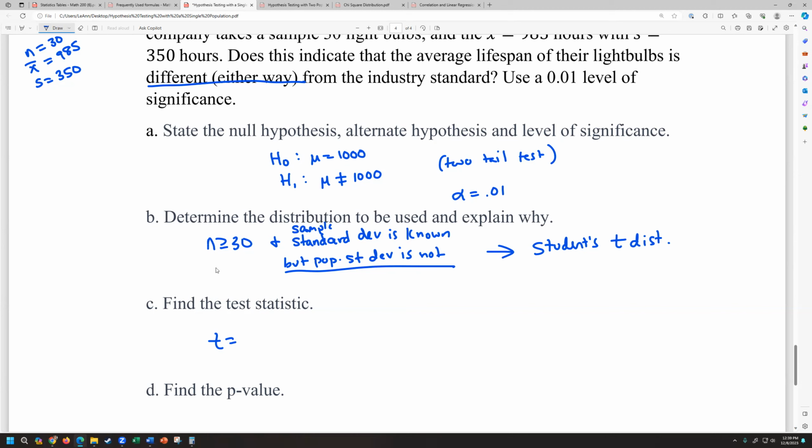except just what values we're plugging in are called different things. So we have our sample mean minus our population mean, and then on the bottom, it is the standard deviation of the sample divided by the square root of n. So that's going to be 985 minus 1,000 over, and then our S is 350 divided by the square root of 30.